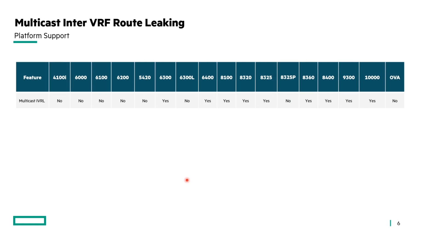In terms of supported platforms that can do multicast IVRL, we start at the 6300, not the 6300L, then the 6481, 8320, 8325, and 8360 upwards, and not the simulator OVA.